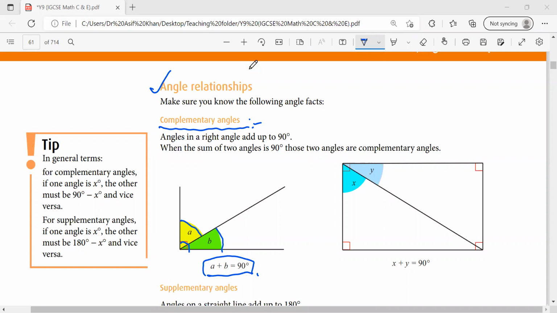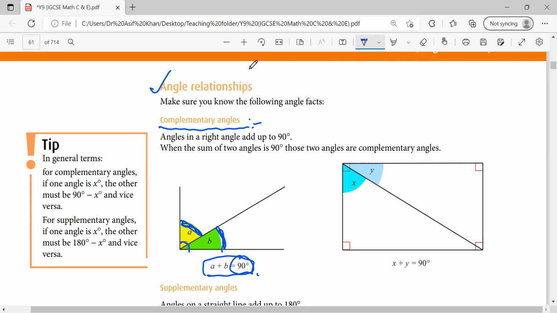So, when two angles add up to 90 degrees, just like in this case, this yellow angle is A, this green angle is B. And when we add these two angles, it will equal 90 degrees. It means A and B are complementary angles to each other. A is the complementary angle of B and B is the complementary angle of A.